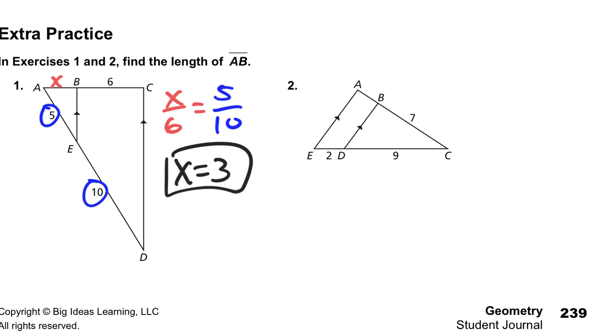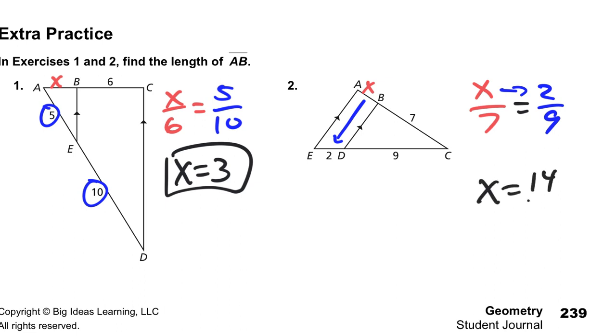All right, and number 2, AB, we'll write that with an X. So I'm going to make my proportion X over 7, that's the same side, equal to my 2 over 9. The reason why it's 2 is because 2 corresponds with X, so they have to correspond with each other in the fraction. Multiply both sides by 7, and you get X equals, yes, a really nasty fraction, 14/9.